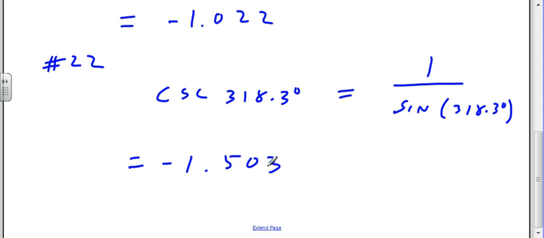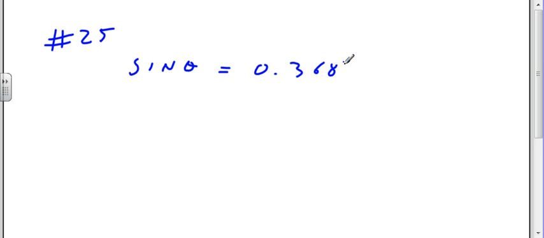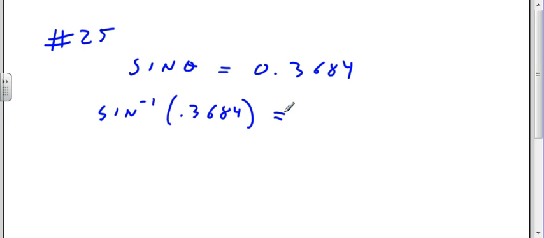Okay, now we're going to go to 25. Number 25, and we're going to get it wrong. Okay, so sine of theta is 0.3684. And we want it to the nearest tenth of a degree. Okay, so we're going to take the arc sine of 0.3684. And what do we get? Arc sine 0.3684, 21.6 degrees. Are we right? Let me get my red marker here. Are we right?